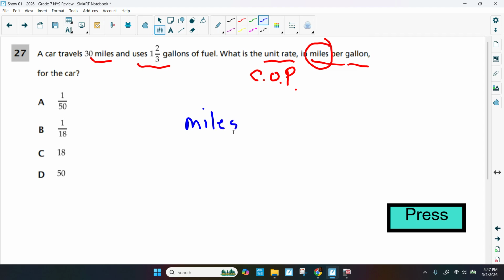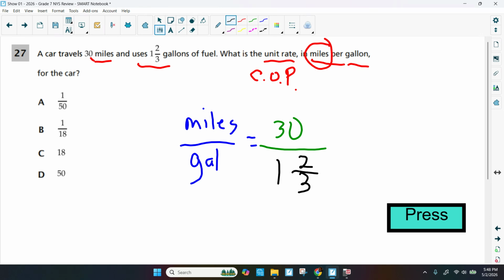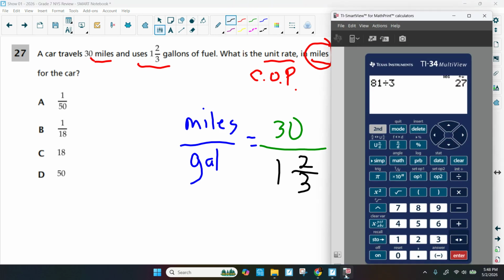Miles over gallons. So let me get my miles. It was 30. And I'm going to put that over 1 2/3 gallons. So all I need to know is what is 30 divided by 1 2/3. Well, I have a calculator, so let me pull it out.